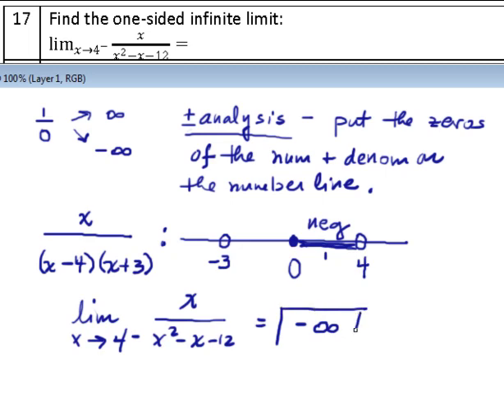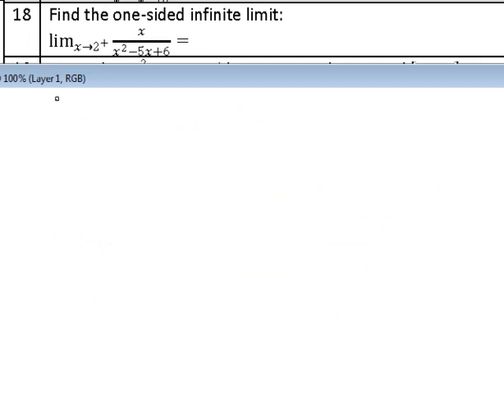Okay, here we have another one-sided limit of a rational function. Let's substitute 2 into the numerator. We get 2. Substitute into the denominator, and we have 4 minus 10, that's minus 6, plus 6, which is 0. So we have 2 over 0. So again, this is a 1 over 0 one-sided limit. So it's going to go either to infinity or minus infinity.